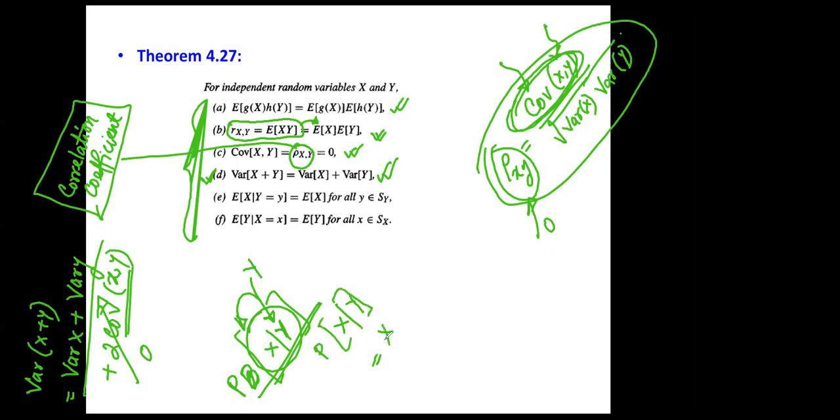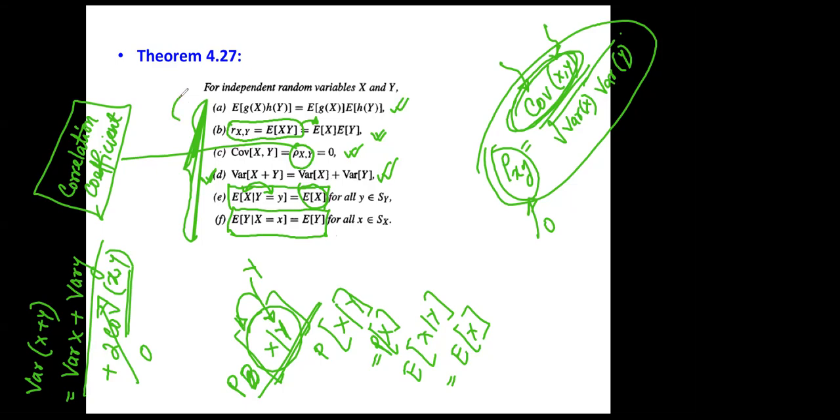So probability of x condition y will be equal to probability of x. Similarly, expected value of x condition y will be equal to expected value of x. Directly we can say that, because there is no relation between x and y. Similarly, in the case of y condition x, it means expected value of y. So we can directly write expected value of x and expected value of y like this. Okay, so these are the 6 criteria that we have to keep in mind. If x and y are independent, then we can write these 6 criteria. These are 6 simplified equations for independent random variables x and y.